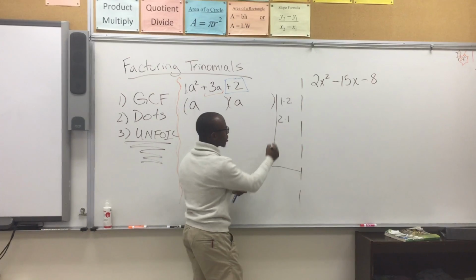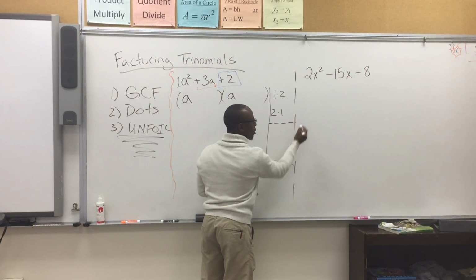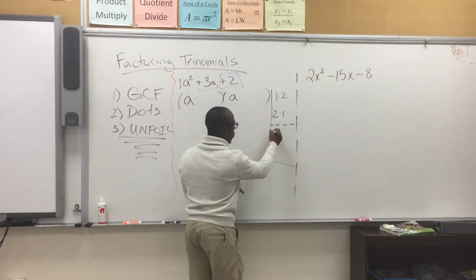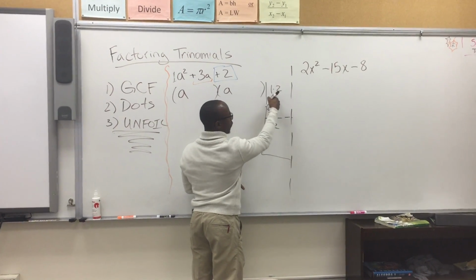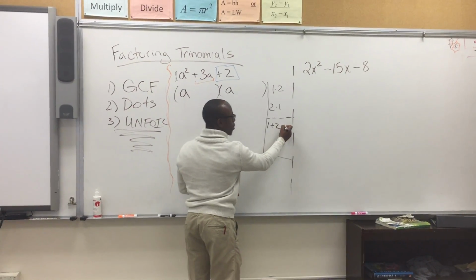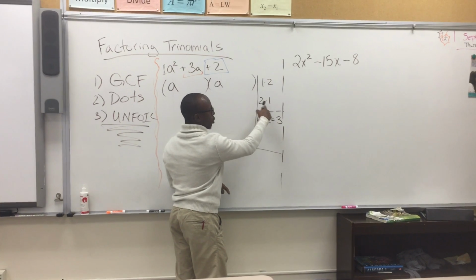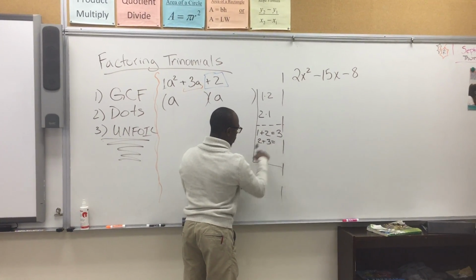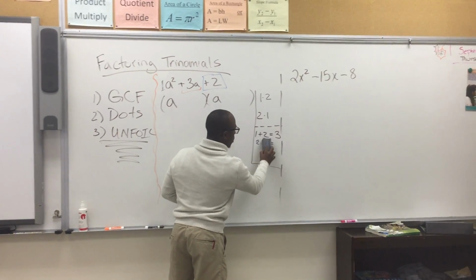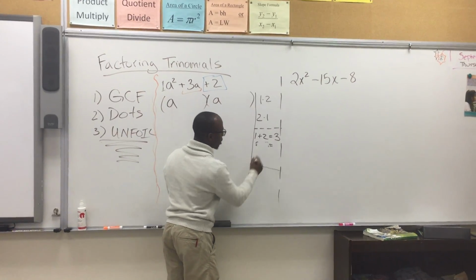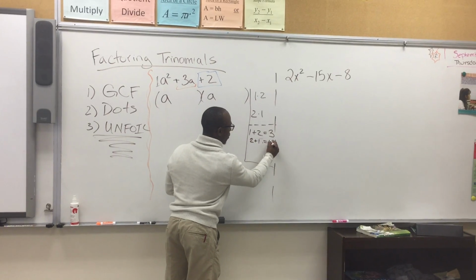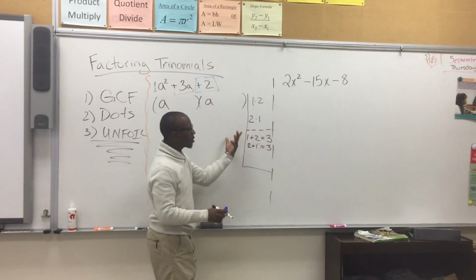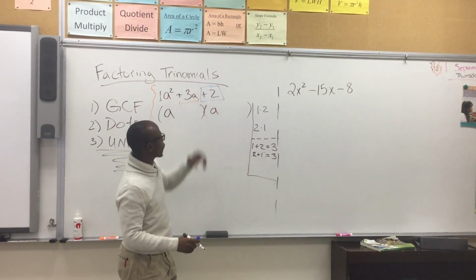And then from those options, what I want you to do is add them together. I want you to add 1 plus 2, which is the first option here. 1 plus 2 gives you 3. 2 plus 1 also gives you 3. Right? So both options give you 3, so it really doesn't matter. Those are both your factors.